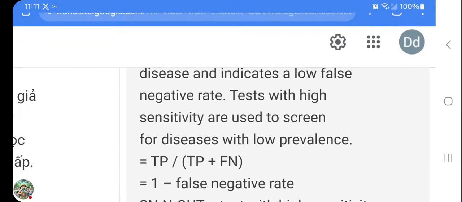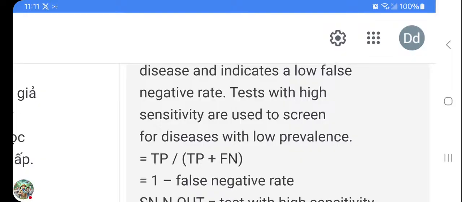What is a false negative rate? Just think about it with logical thinking. We know this is the true positive rate. True positive rate stands for sensitivity, right? Then, if the true positive rate equals 1 minus the false negative rate, right?